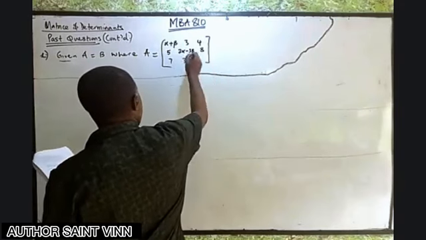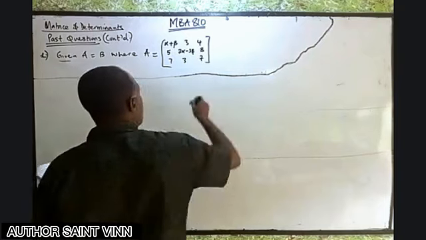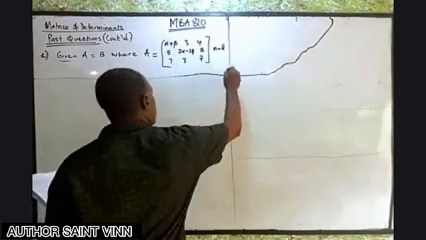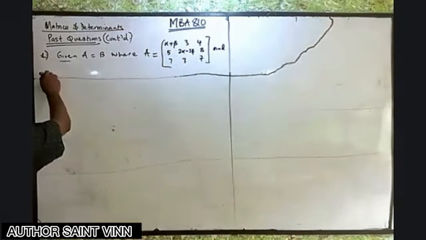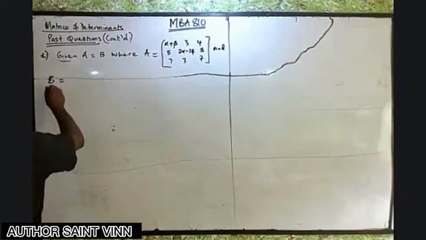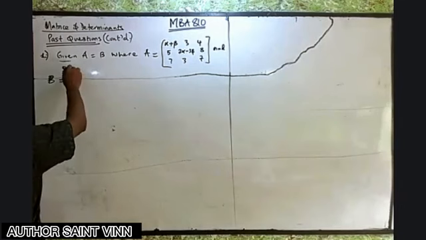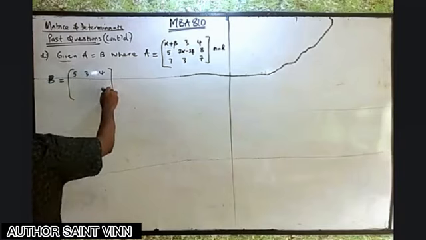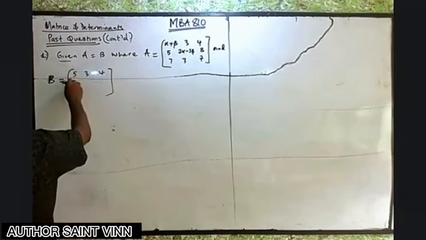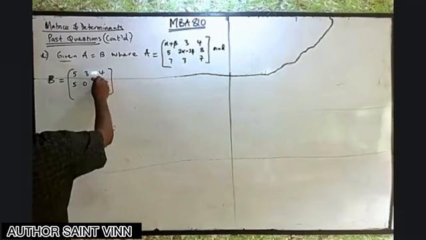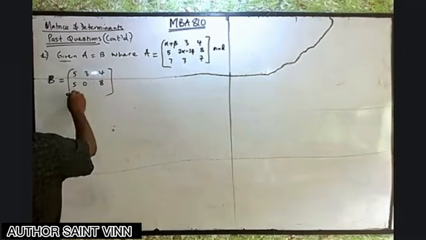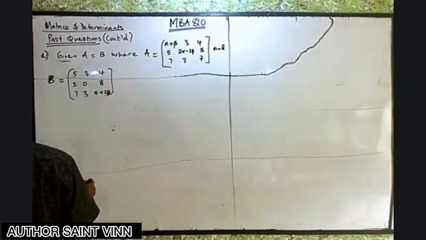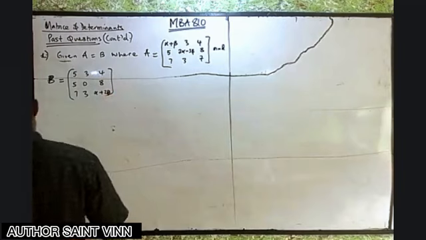This is 7, 3, 7, and B: 5, 3, 4, 5, 0, 8, 7, 3, alpha plus 2 beta. Like I said, it's similar.